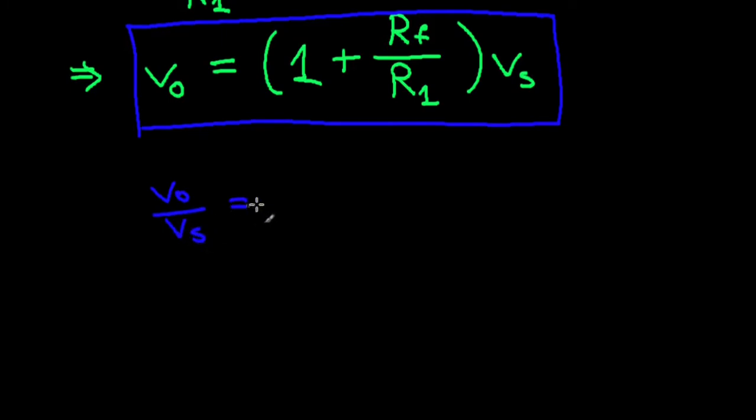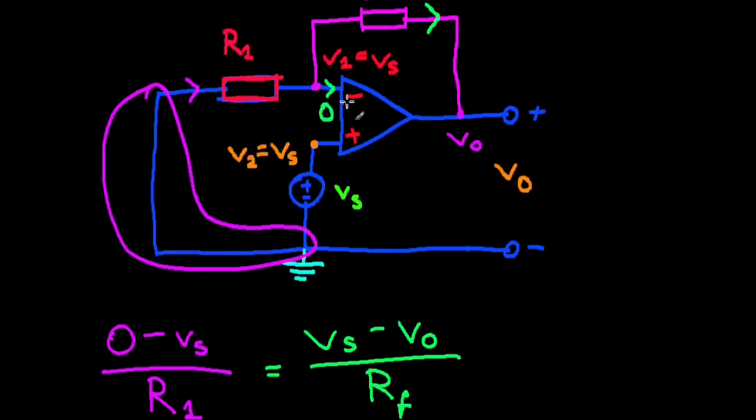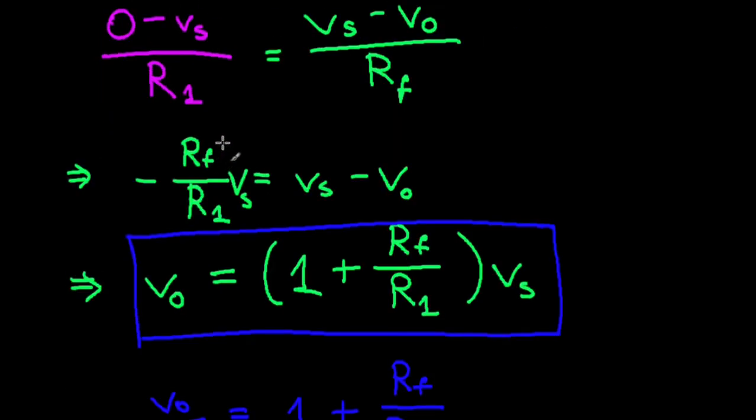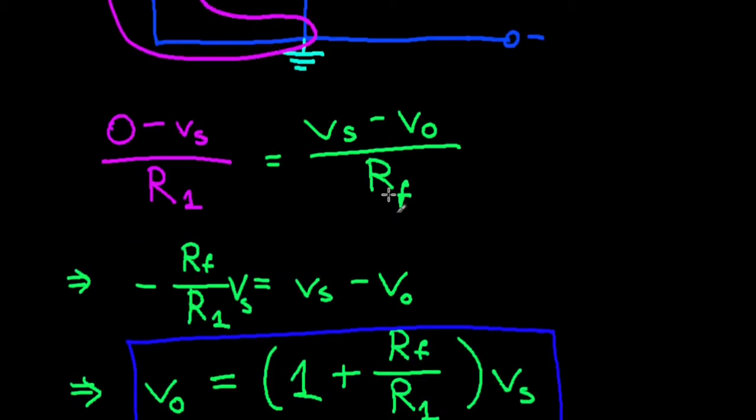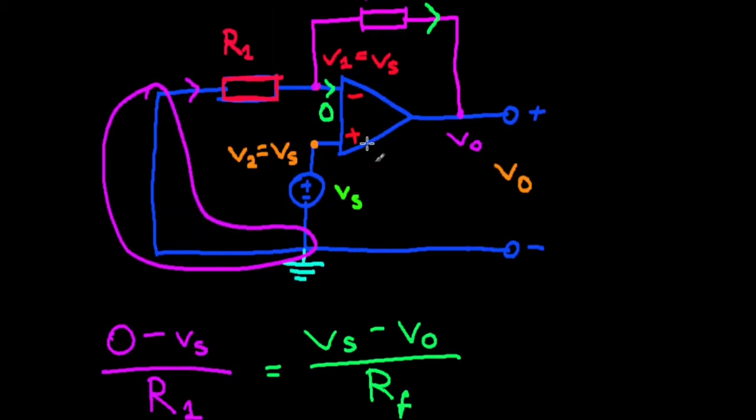So your closed loop gain is 1 plus the feedback resistance divided by R sub 1, the other resistance that's connected here. So this is your gain, and this is basically your output voltage in terms of the supply voltage. So that's the formula.